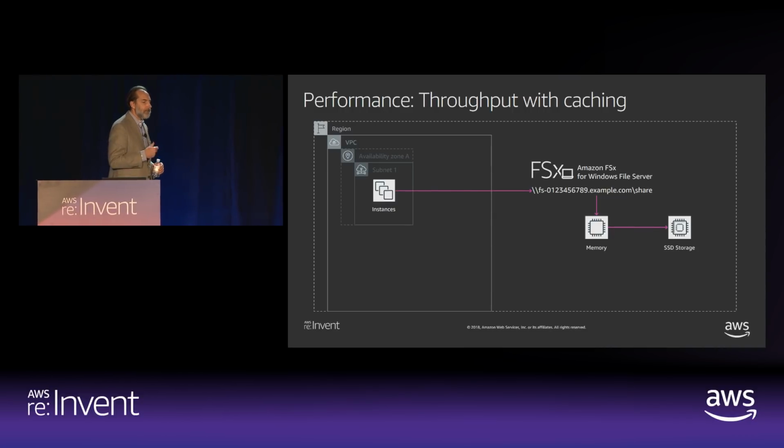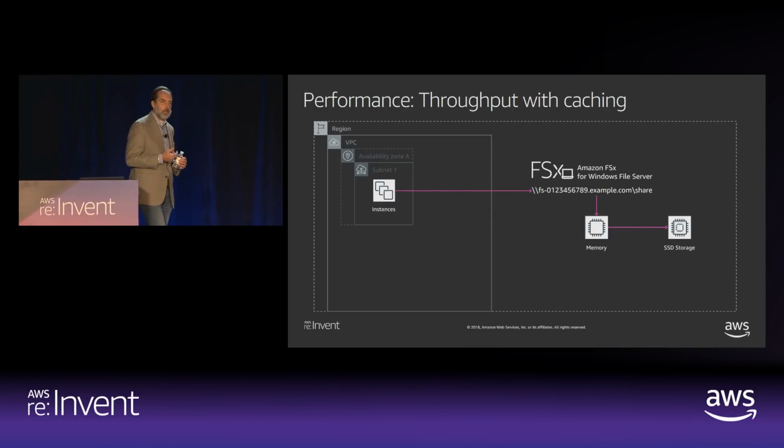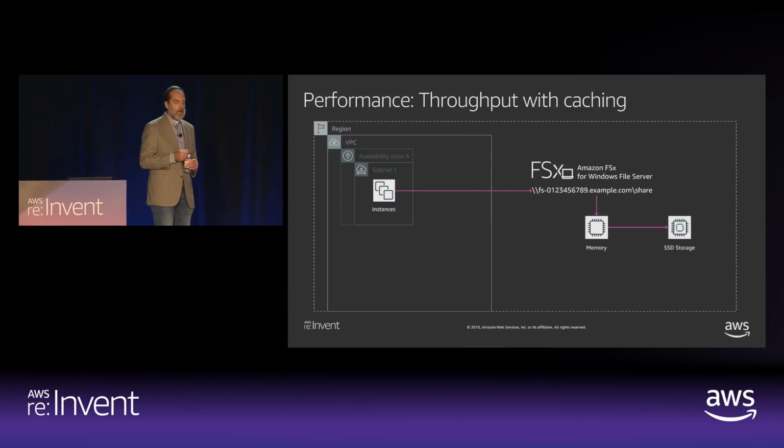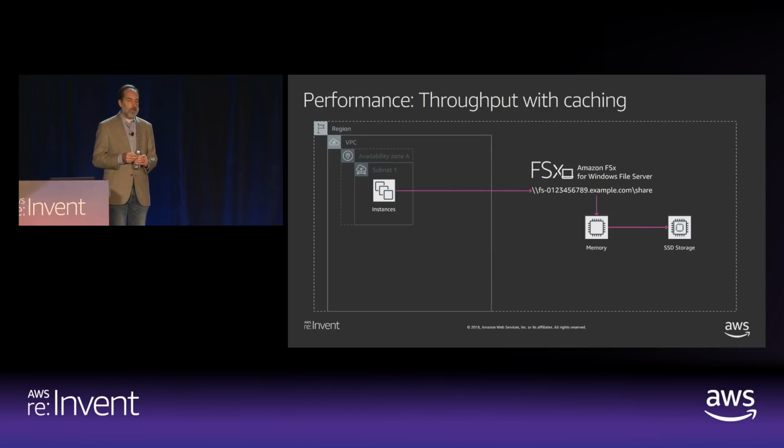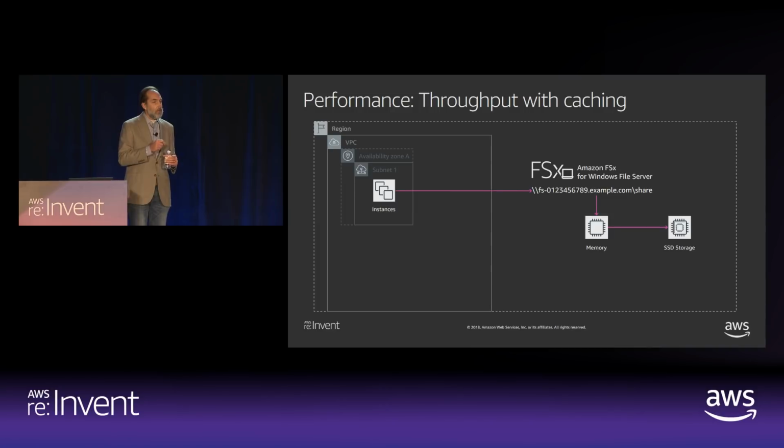So when you create a file system, you set the storage capacity and the throughput capacity. We expect that most applications will be able to benefit from file caching, as Prash mentioned, really on the Windows file server that is running your file system. This is really to help you achieve higher levels of performance, higher than what you set as the throughput capacity of your file system. So you can achieve higher levels of throughput, IOPS, and still have low latencies.